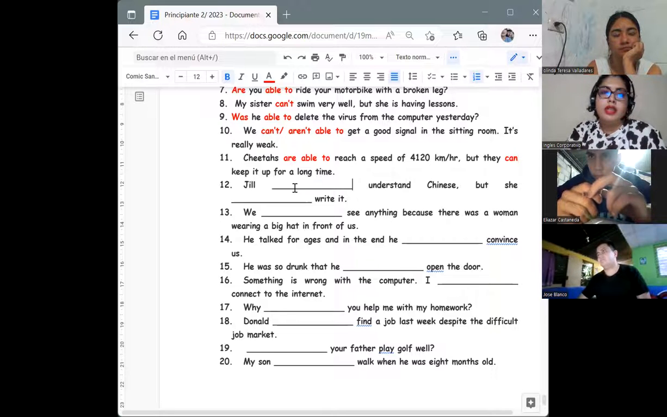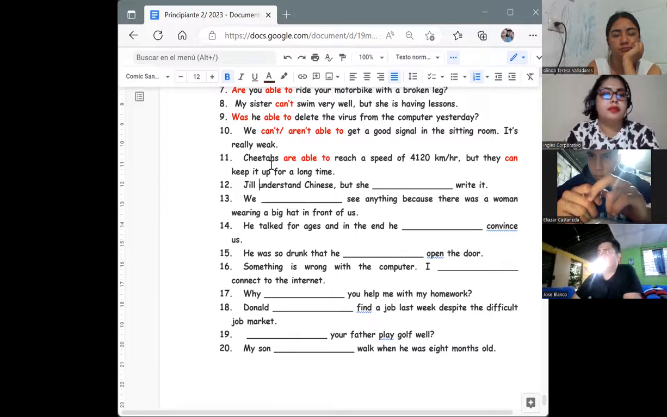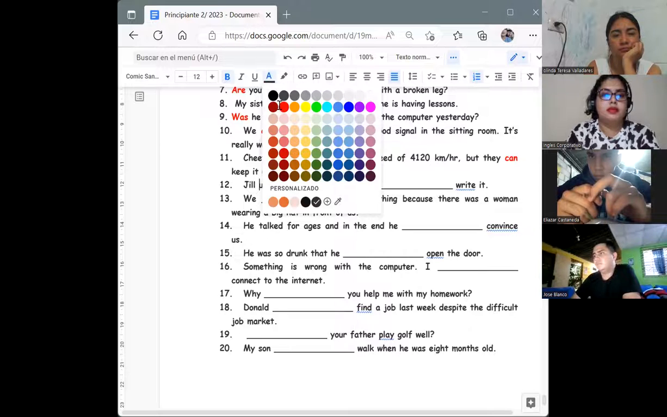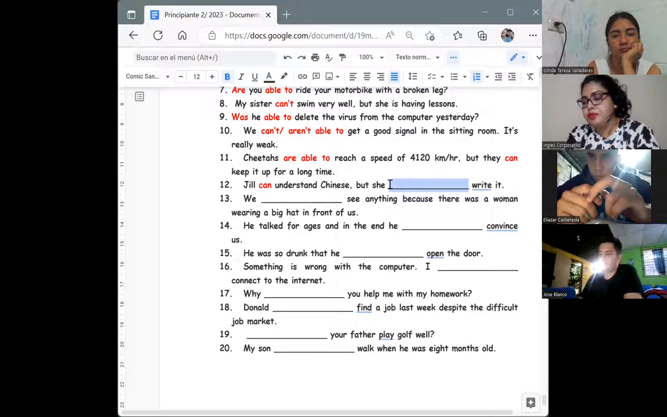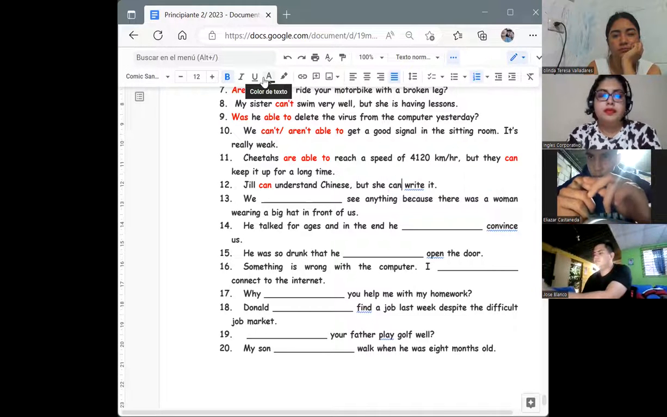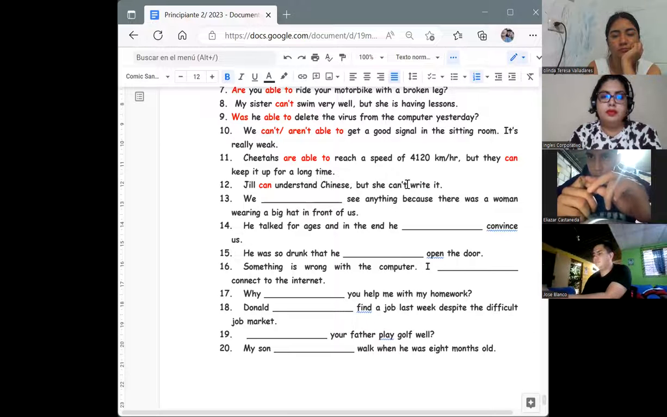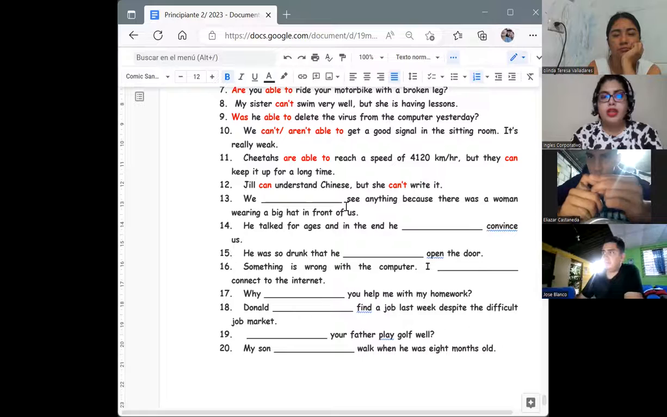Now, 12. Jill can understand Chinese, but she. Y aquí podemos ponerlo en negativo. Can't. Jill puede entender el chino, pero no puede escribirlo.